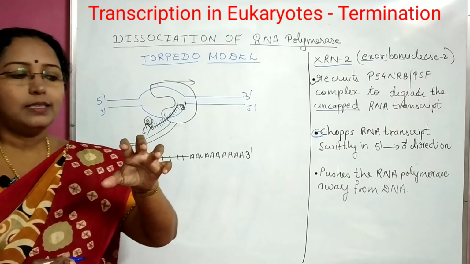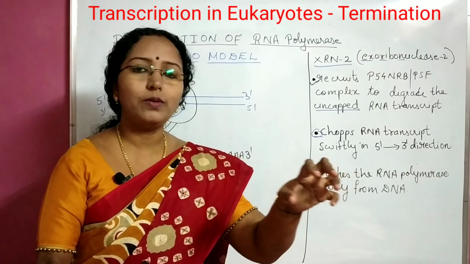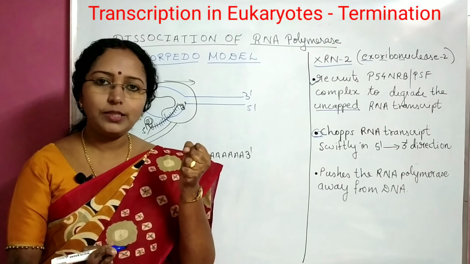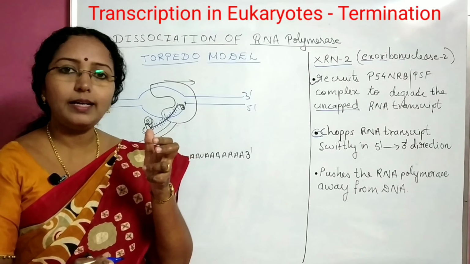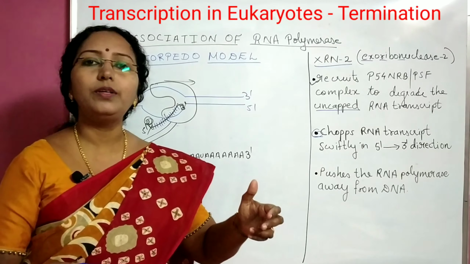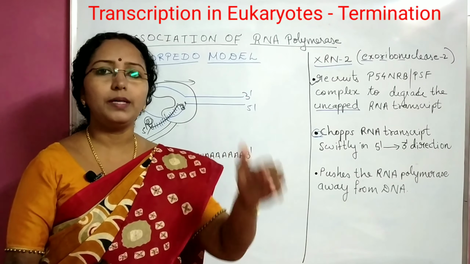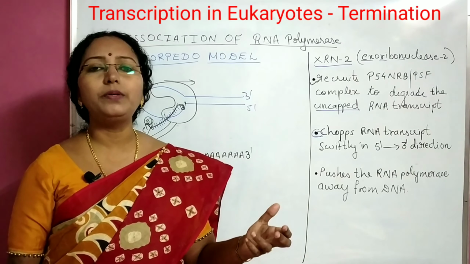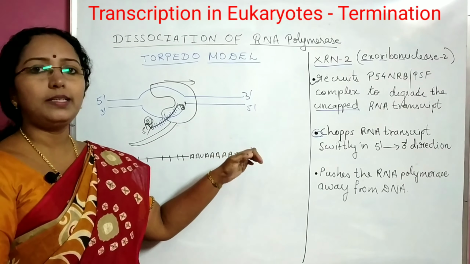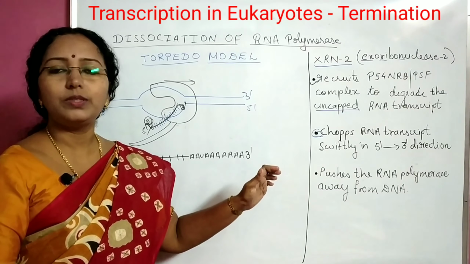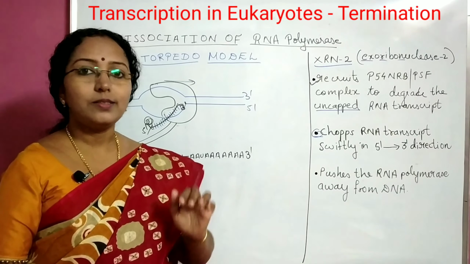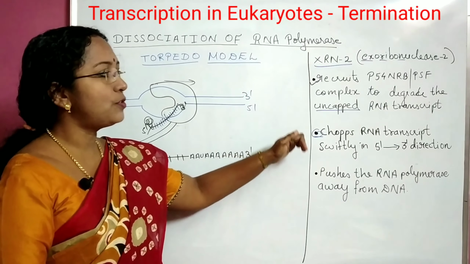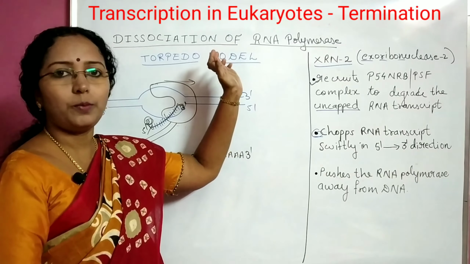What happens is the RNA polymerase, which is moving forward, undergoes a conformational change, a change in its shape. It recognizes, oh, whatever RNA I am producing, another enzyme is coming and chopping it out. Why should I produce it? Why should I stay with this DNA longer? I will not stay with this DNA. I'd better move out. So actually, because of this swift chopping, that is the torpedo model, okay?